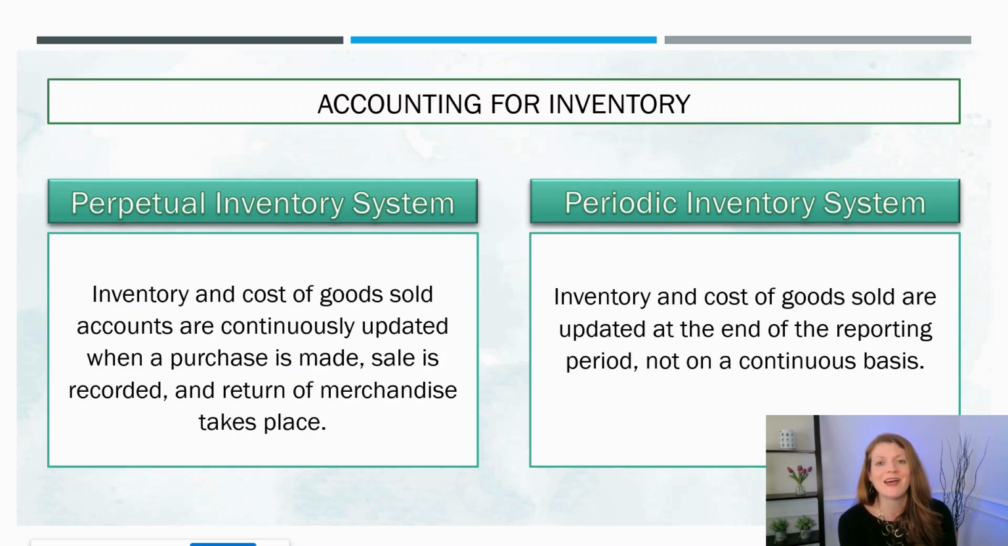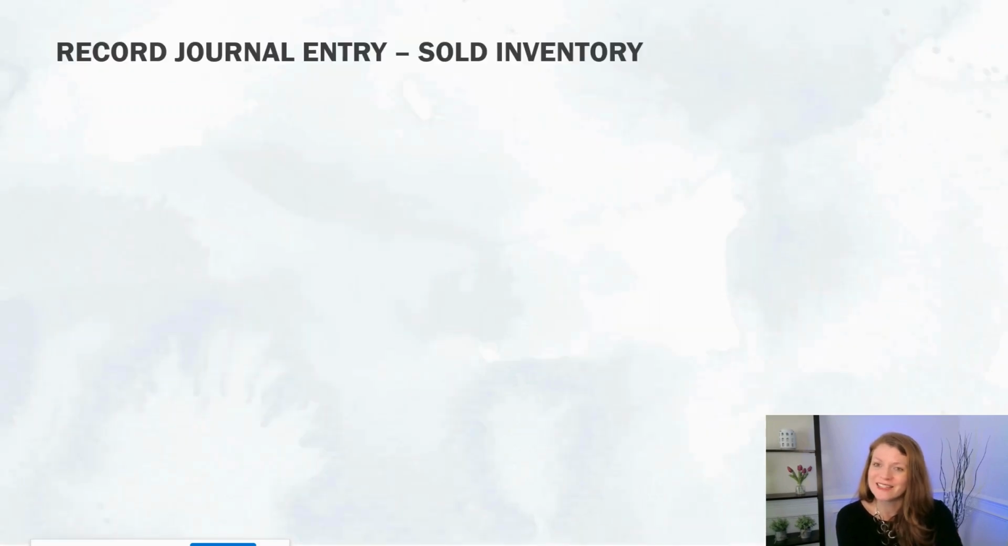We're not going to get into that too much yet, but I just want you to remember there are different ways that you can account for inventory. You're going to see most companies that are bigger companies and have lots of merchandise using the perpetual inventory system. It's much easier to keep up with, but that means every time that you make a sale, you are also going to show an entry for cost of goods sold. And that's what we're going to see next.